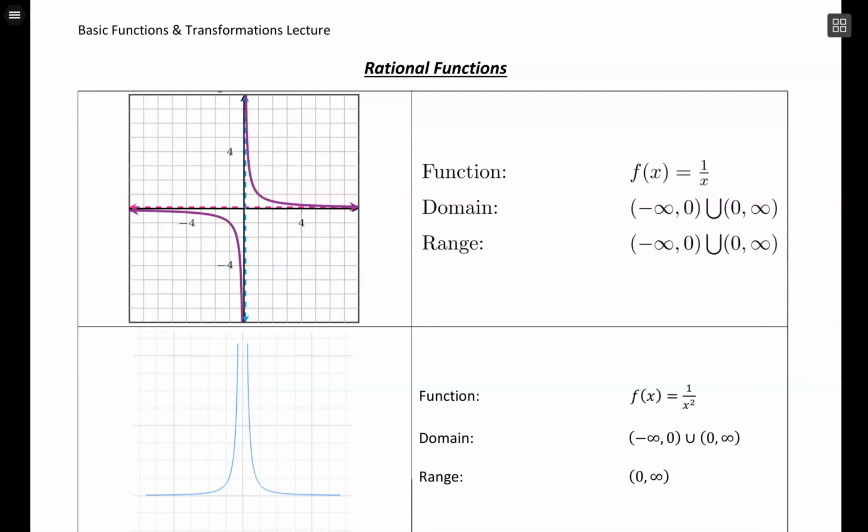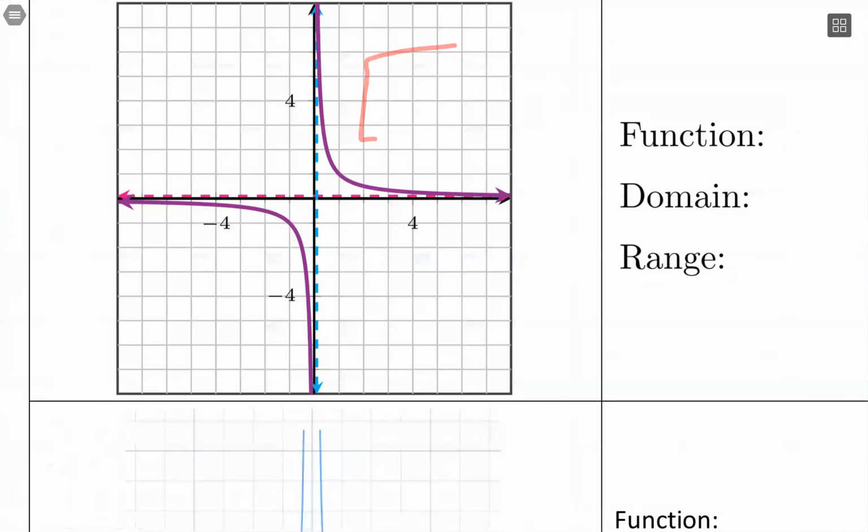So let's look at our rational functions. If x is in the denominator and just has an exponent of 1, then our graph is going to look something like this. We're going to be in the first quadrant and third quadrant for a graph. And then we want to pay attention to these two asymptotes. We have this vertical asymptote and horizontal asymptote going through the origin.